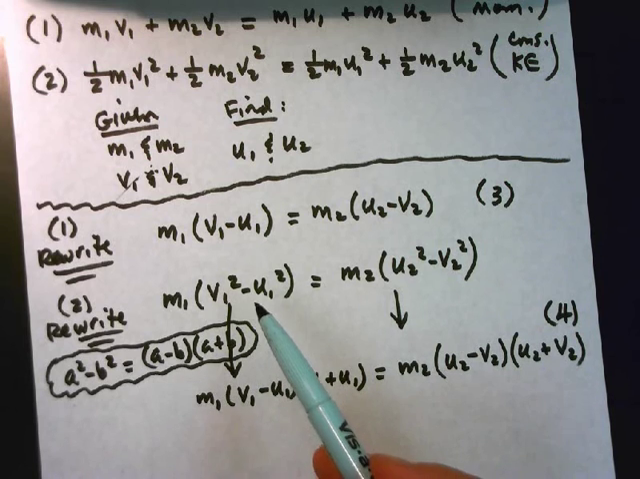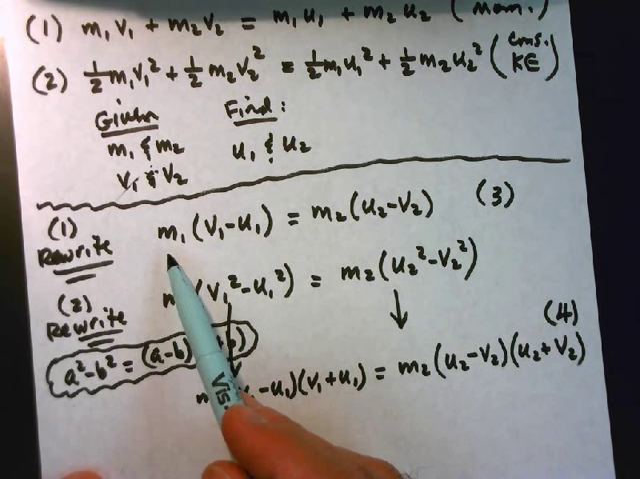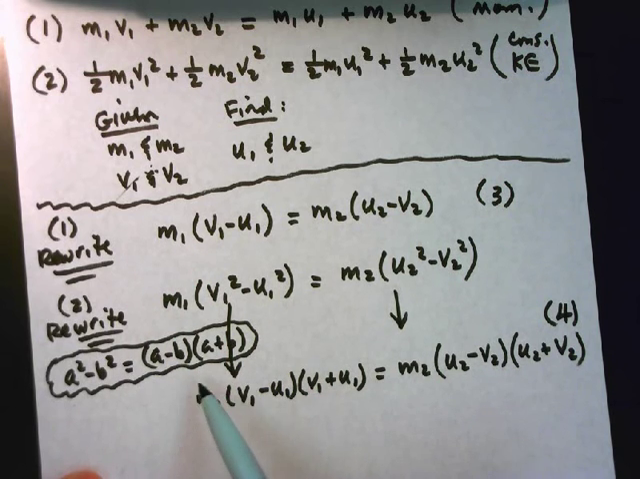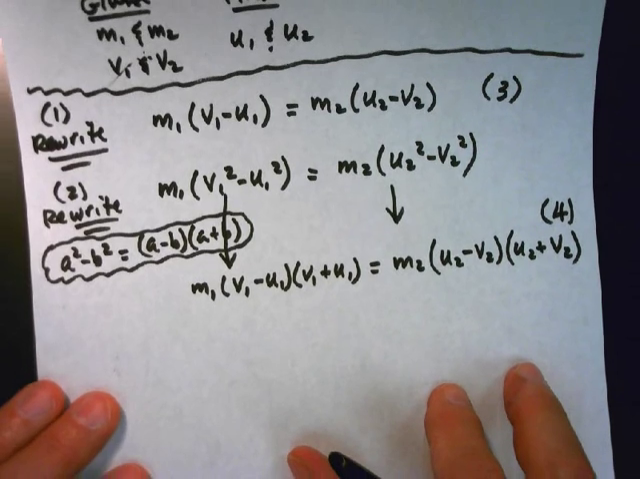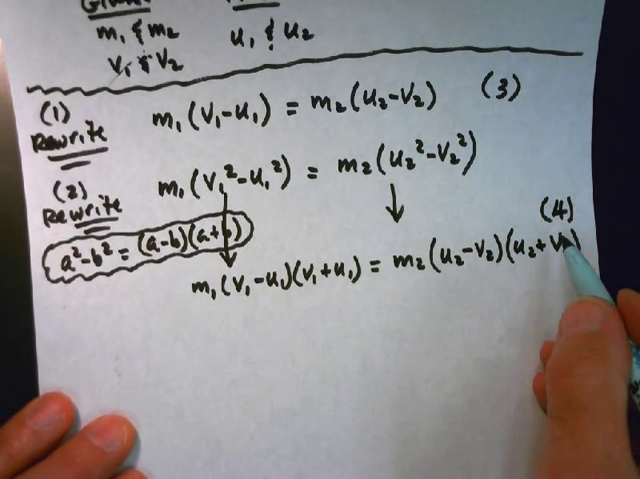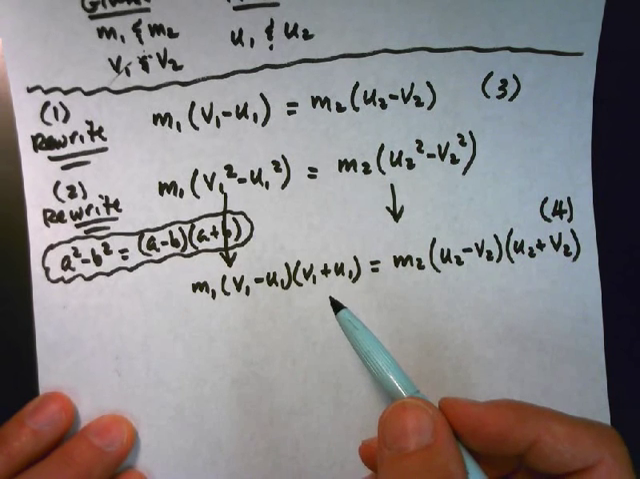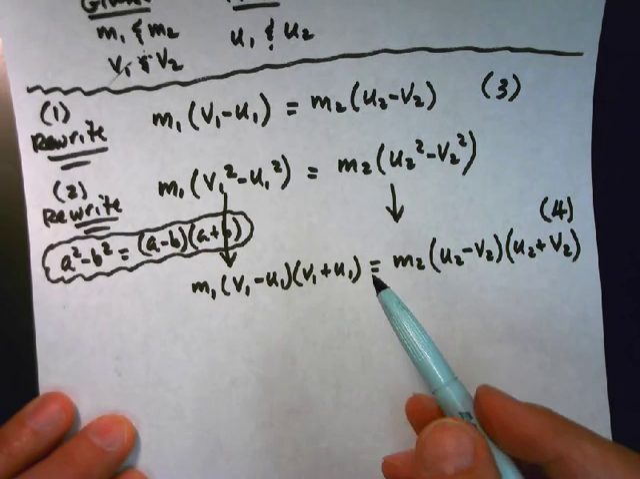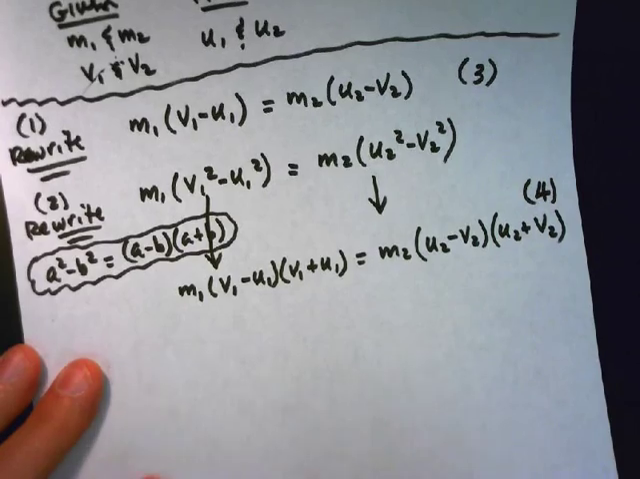Okay, so we rewrote the conservation of momentum equation into this form here, and we rewrote the conservation of kinetic energy equation into this form here. Now let me move this up a little bit here, and now if we divide equation 4 by equation 3, okay, our mass terms will divide out.